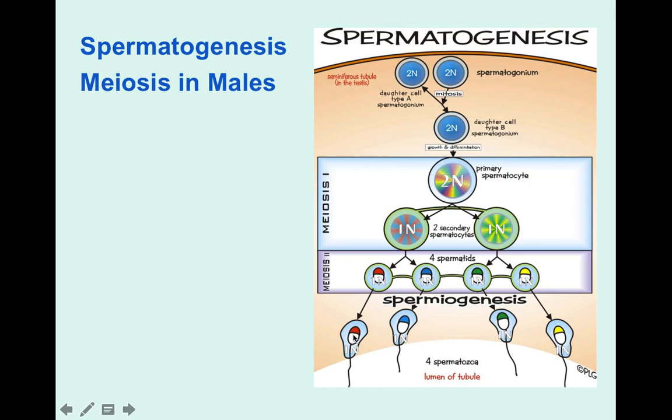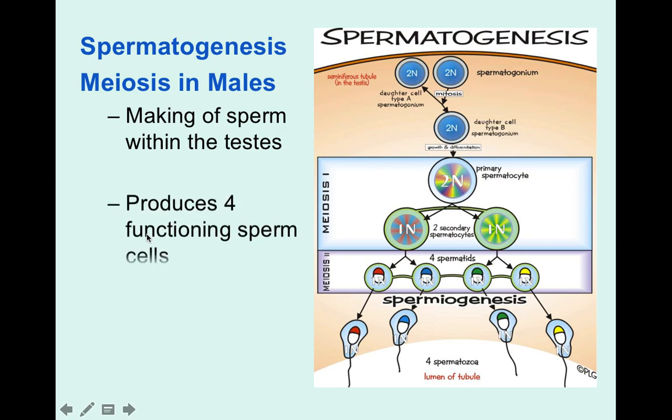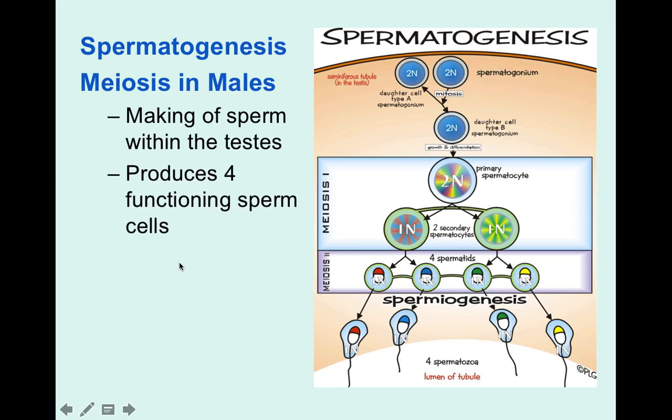So that's why when offspring are created with males and females, they never look exactly the same as each other or as the parent. So it's the making of sperm within the testes, which produces 4 functioning sperm cells, and this continues throughout a man's life. So we're going to find when we study the female that reproductive ability does end at a certain point, but that's not true of men. Men produce testosterone and sperm throughout their life.